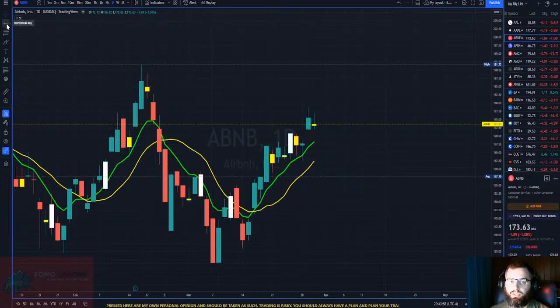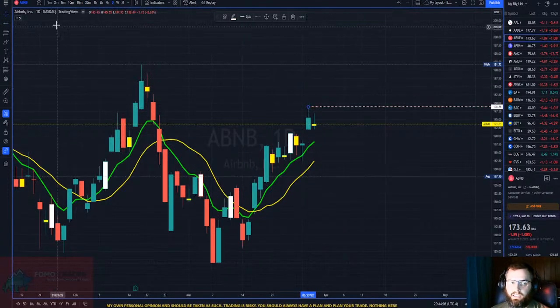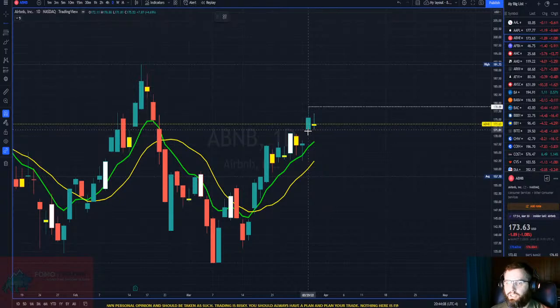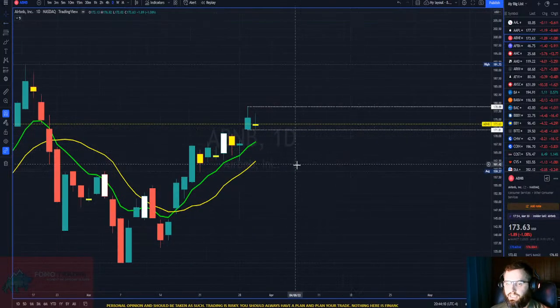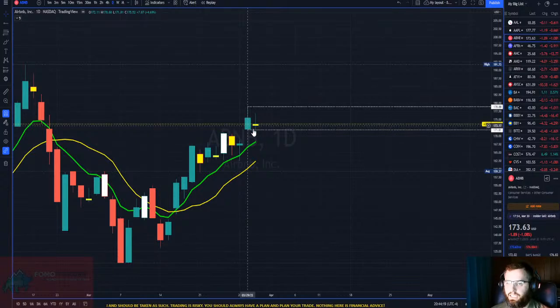So the first thing I want to do here is take my horizontal ray and mark the high of the previous day, and I also want to mark the low of the previous day. So that right there is the high and low, and if you look, this yellow candle is inside of this range, so it is inside the previous day's high and low.